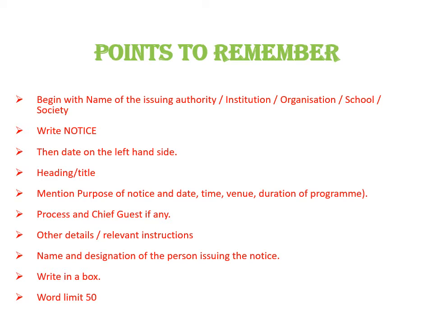Then in the content, we mention the purpose of the notice, the date, time, venue, and duration of the program. And if there is any chief guest, we should mention the name of the chief guest and the other details and relevant instruction to complete the content of the notice. Then at the left side, we write the name and after the name the designation of the person who is issuing the notice. It is enclosed in a box and the word limit of such notices should be 50.